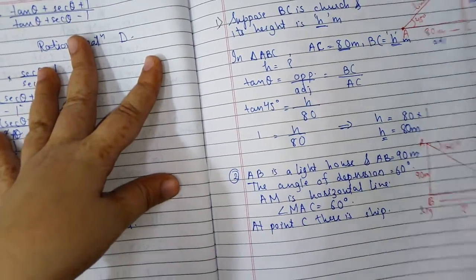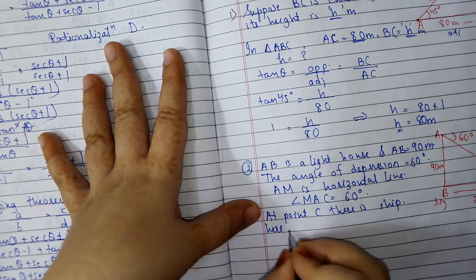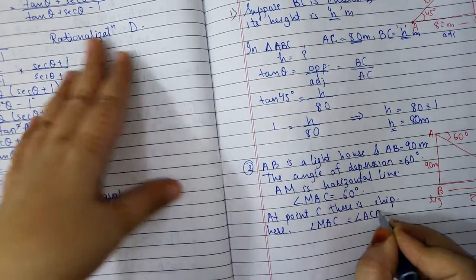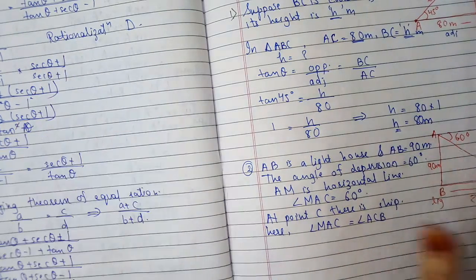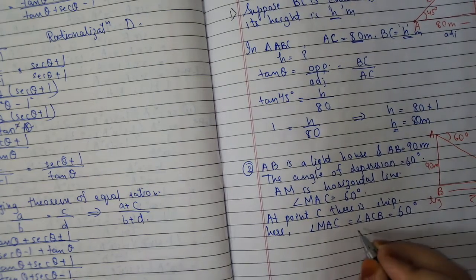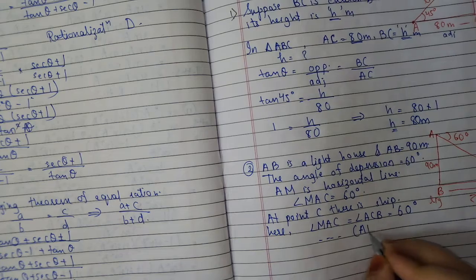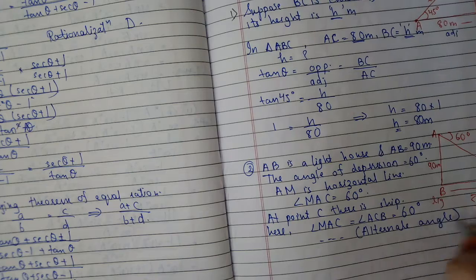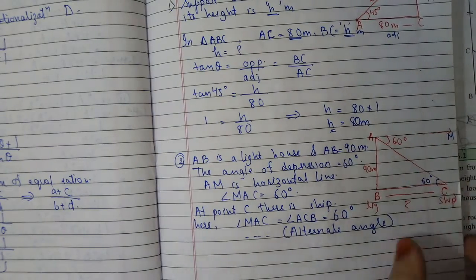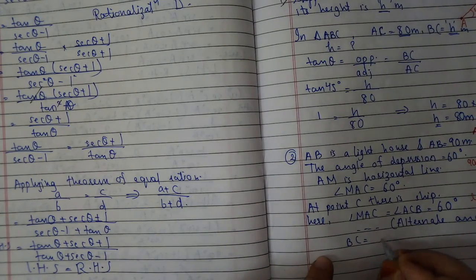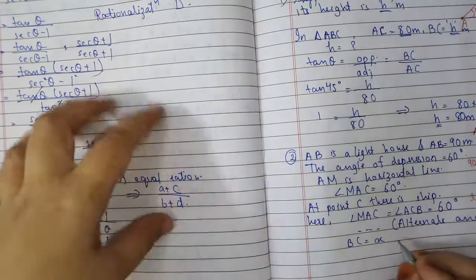So at this point ship is there, and here angle MAC. Alright, angle MAC is equals to angle ACB. Why? Because these are the 60 degree, and these are the alternate angles. So alternate angles are always equal. Alternate angle will be equal. So if this is 60, this will also be 60 degree. Okay, this and this alternate angle. So these are the 60 degree. And here BC we have to calculate, and we will assume BC as x meter.